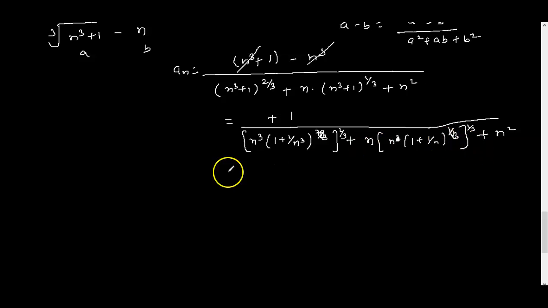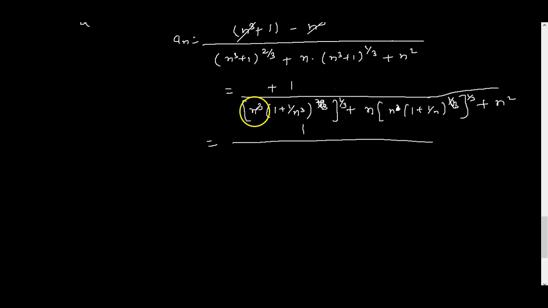So 1 upon, this one outside becomes n square, 1 plus 1 by n cube to the power of 2 by 3, because if you take it outside, the 3 and 3 get cancelled. Here I took n cube as the common factor, so this and this get cancelled, n remains and comes outside as n square. Any doubt in this?